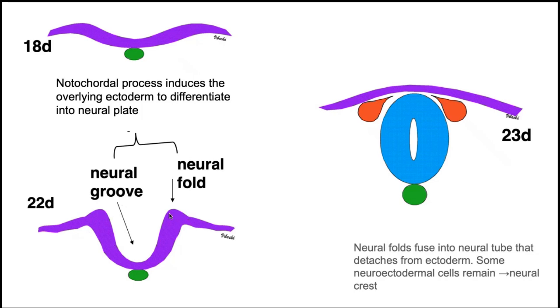These two parts will then fuse and they're going to close, okay? They're going to close and form this blue circle, and they're then going to detach from the ectoderm. Once these two parts fuse, this entire ectodermal part is still going to remain on top, which is what you see here. And in between your neuroectoderm and your neural fold, you have some neuroectodermal cells that are going to remain. These are going to form your neural crest, which we will later talk about.